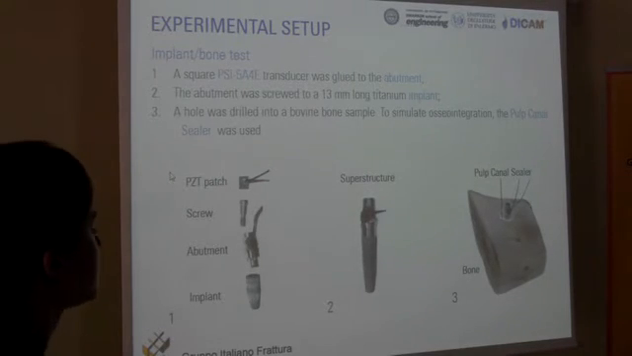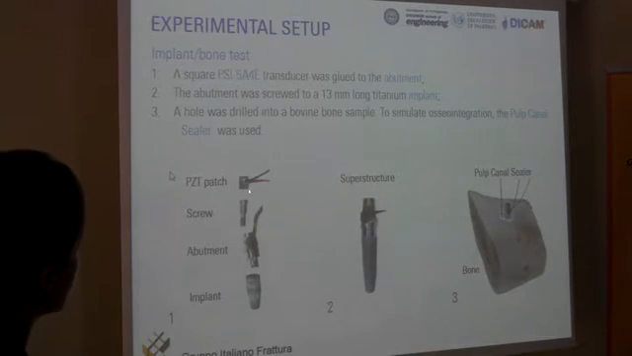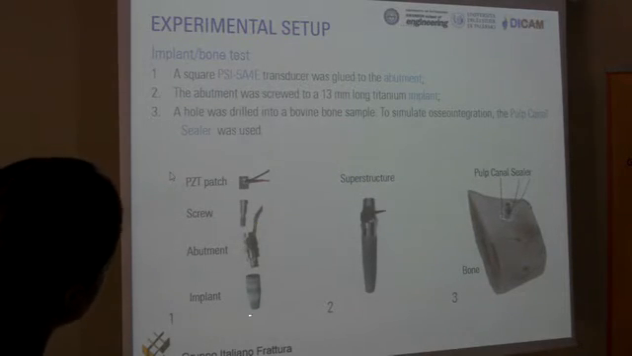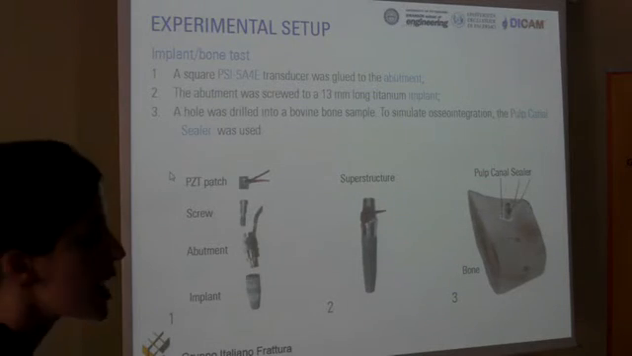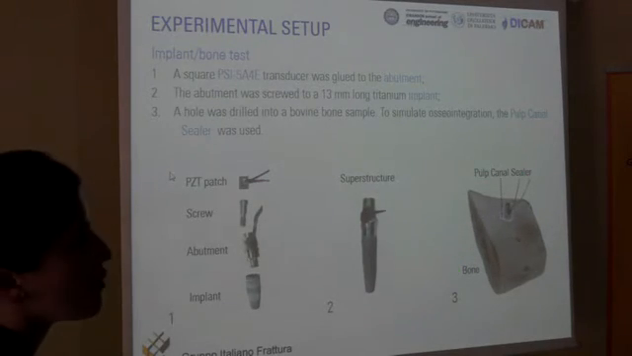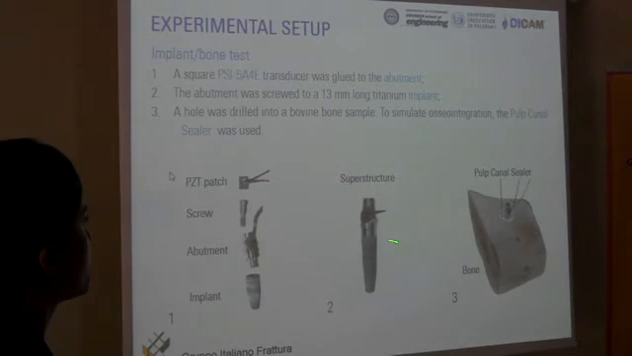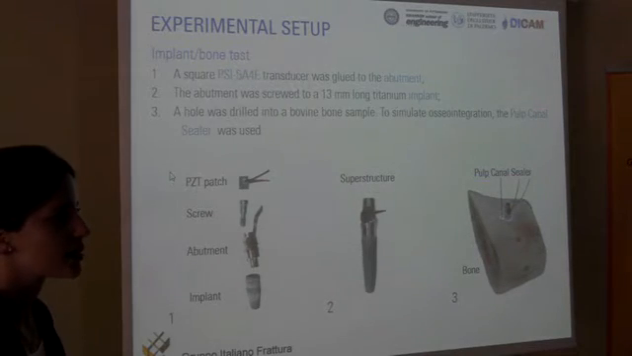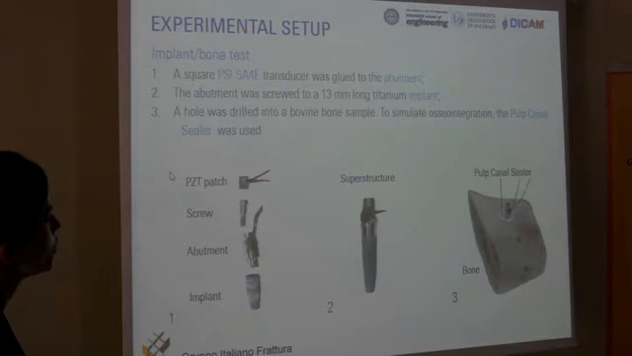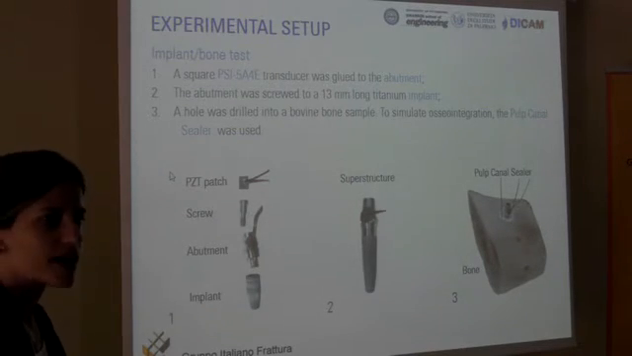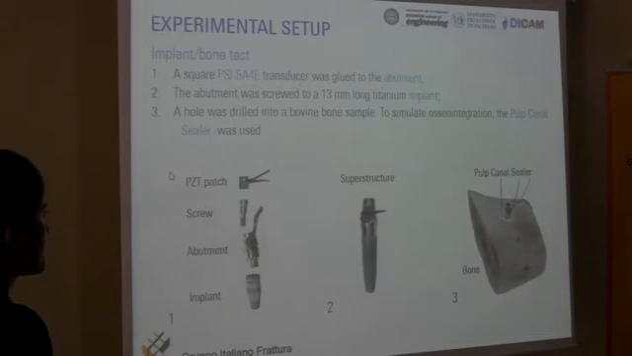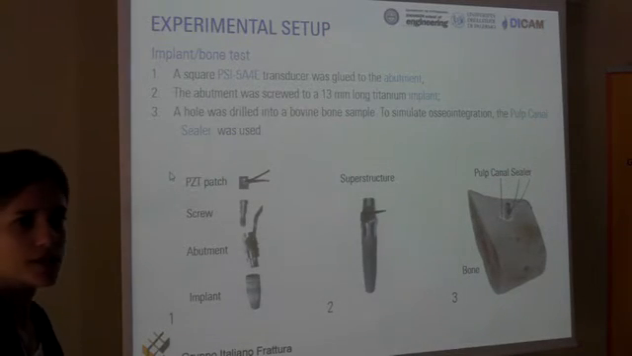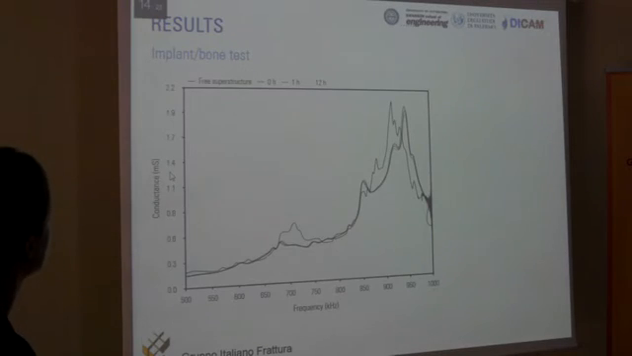In this slide the setup is described. We basically chose this PZT patch, 2 by 2 millimeters by 0.2 millimeter, and we bonded it to the abutment, and then we connected it to the implant to realize the superstructure. And then we inserted the superstructure into a bovine bone sample, and to secure the superstructure into the bone, we used a pulp canal thinner, which is a dental cement paste, in order to measure the impedance while this paste was curing. And we measured the impedance over 12 hours, every 15 minutes, taking 50 measurements.